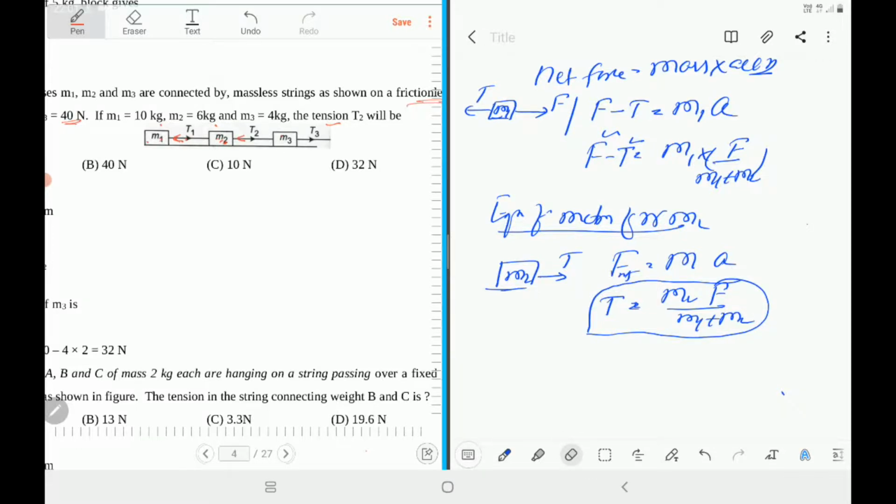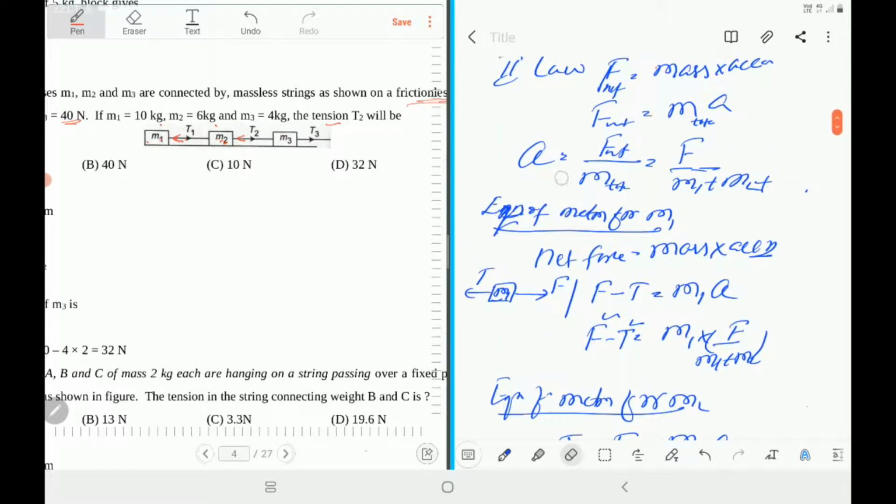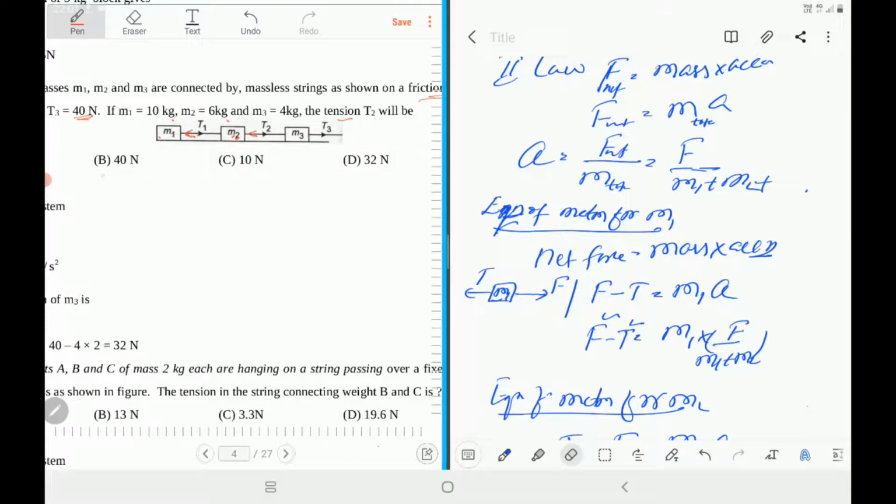What is the procedure? Same procedure, dear students. What is acceleration? Net force divided by mass. So let me solve here itself. Very easy. First of all, acceleration is net force divided by mass, m1 plus m2 plus m3. Here the net force is tension T3, divided by m1 plus m2 plus m3.